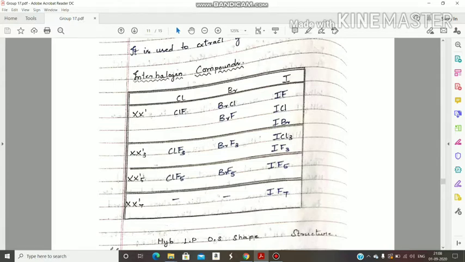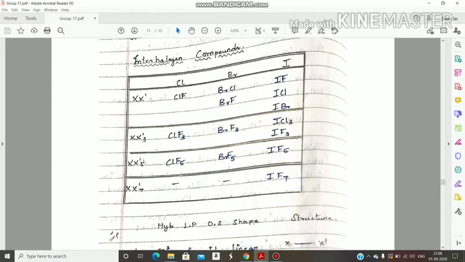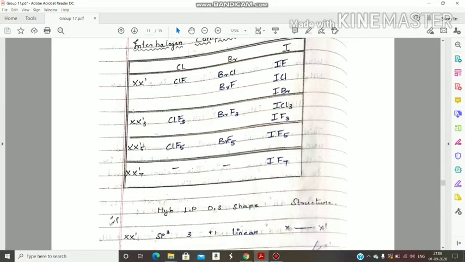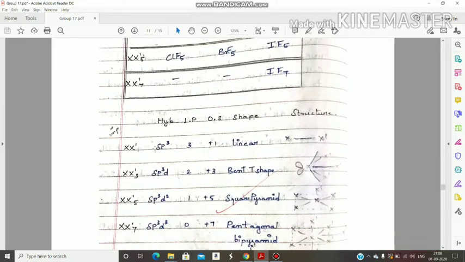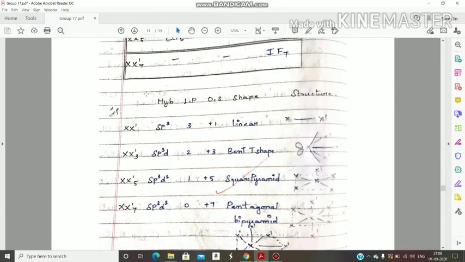Here, no need to remember this table. So what you have to remember here? Here you have to remember its shape, hybridization, and lone pairs. That means this below table, you have to remember this table.